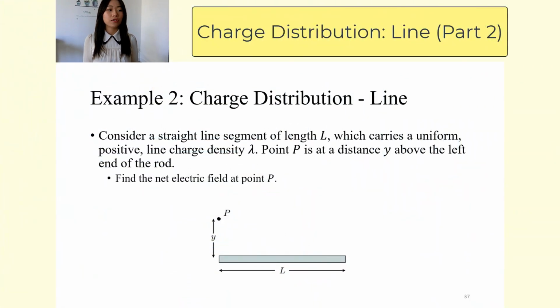Now let's look at the second example. This is similar to the first example, but now the length is only L, and the point that we want to find is above the end of the rod. For this example, the line charge density is constant, it equals lambda. Again, we are going to find the net electric field at point P.